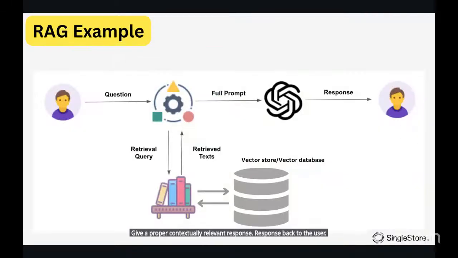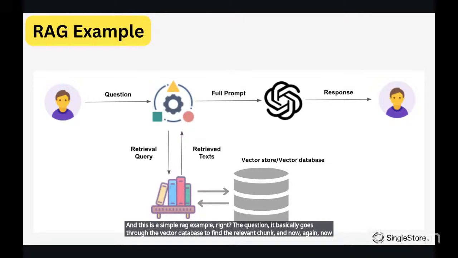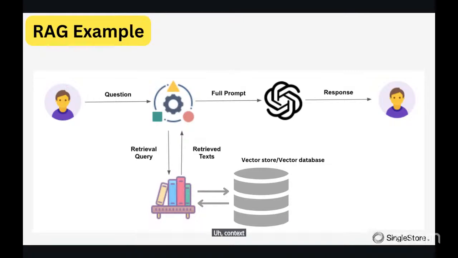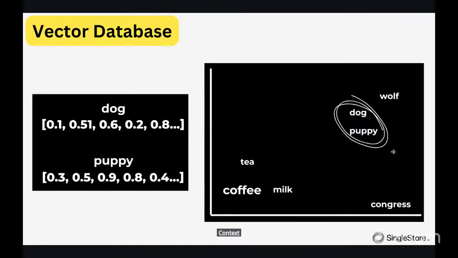And this is a simple RAG example, right? The question goes through the vector database to find the relevant chunk. Now you have all the context, and it goes through an LLM model to finally give you the response back, a contextually relevant response.